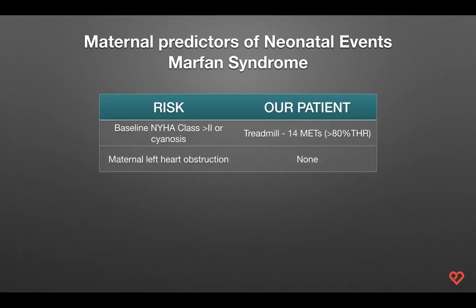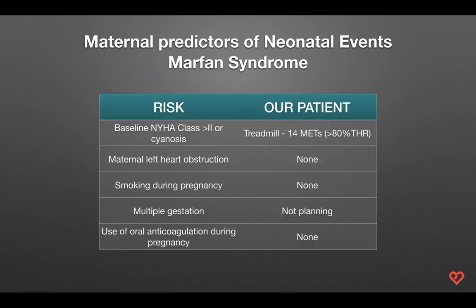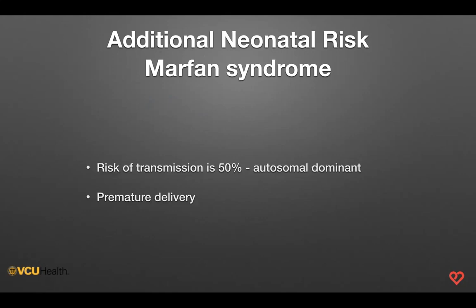What about her neonate? Her neonate's risk is low. She has good New York Heart Association class. She went 14 mets on a treadmill. She has no left ventricular LV outflow tract obstruction. She doesn't smoke. She's not planning multiple gestations. She's not on anticoagulation, and she does not have a mechanical valve prosthesis. What we do need to discuss with her is the risk of transmission is 50% to her baby, and there's a high risk of premature delivery.